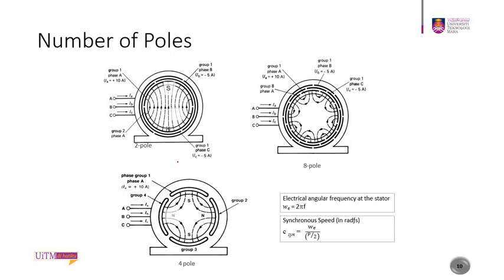The number of poles also plays a role in determining the synchronous speed. More poles means the speed changes, and you can calculate it with this equation, where the poles divided by 2 is divided by the 2 pi f.